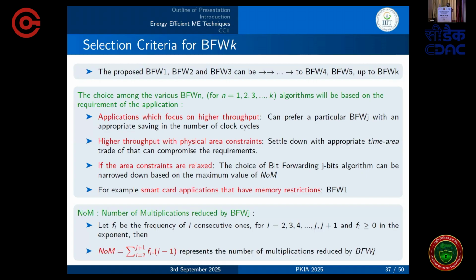NIST is also using the same technique, modular exponentiation, for multi-party authentication. These bit forwarding techniques will be applicable there as well.